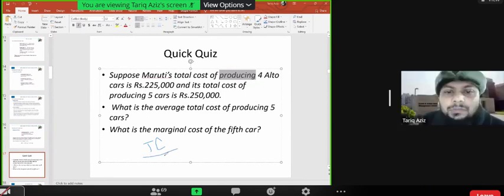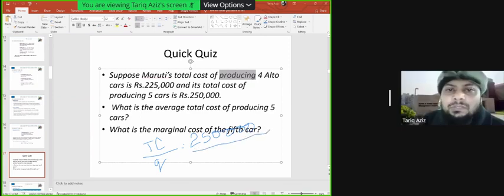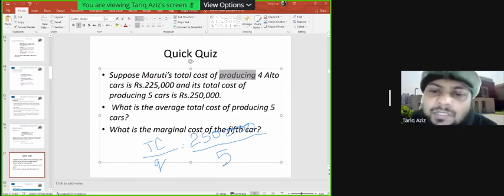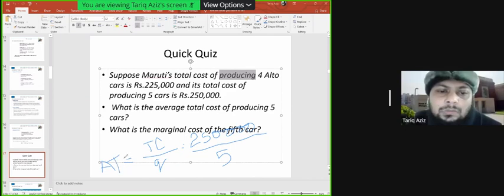So 50,000. Okay, 50,000 is the correct answer. So 2,50,000 divided by 5 gives us a figure of 50,000. So this is what? This is average total cost.